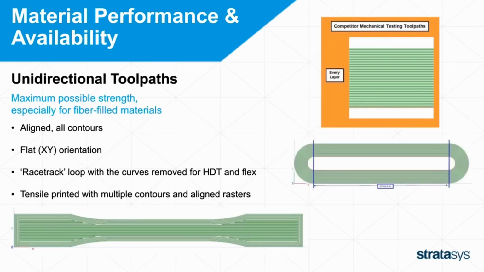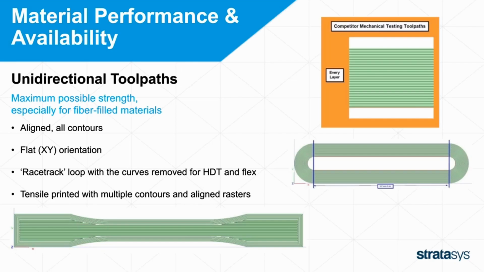So one thing that we have seen that a lot of our competitors do for testing is they're testing unidirectional tool paths. So for this, all of the tool paths are aligned along the length of the part, shown in the upper right-hand corner. So this shows us the maximum possible strength in the material, especially for fiber-filled materials. But it's not representative of a large part or a typical part that's printed. It's just the highest possible strength that we see out of the material. So it's kind of cherry picking the best data.